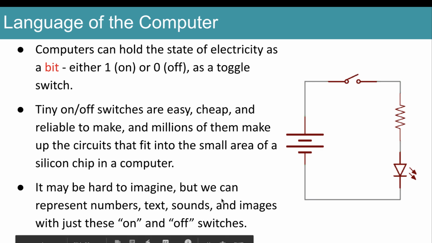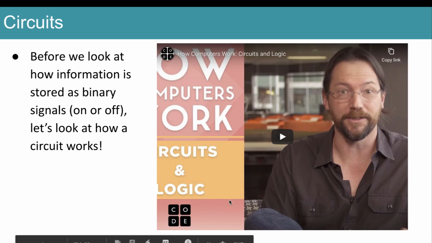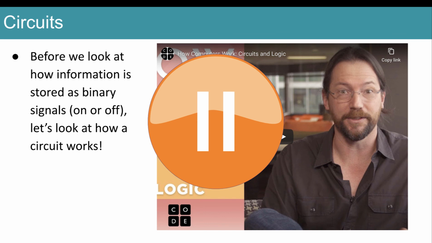But we saw with the circles and squares, if we increment the number of places, we can hold more information. You just have to add another place to hold more information and increase the number of patterns. Take a look at this video. Go ahead and pause the lecture video and watch this video. And before we look at how information is stored as binary signals, on or offs, let's see in detail how a circuit works.